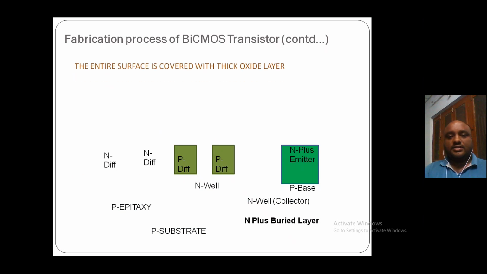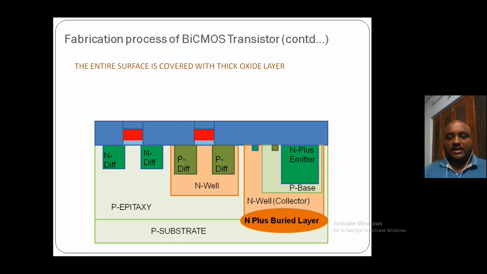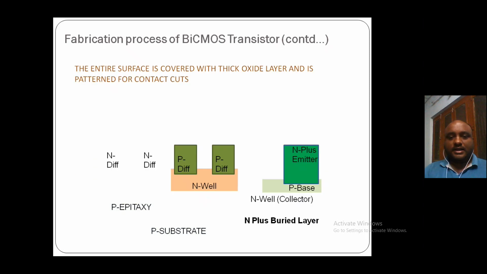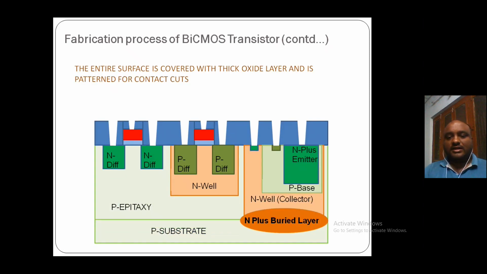The entire surface is now covered with a thick oxide layer. This is for the sake of patterning to open the contacts of only source, drain and gate contacts of both PMOS and NMOS, and emitter, base and collector of the BJT. Then it is patterned to form only the contact cuts where we require the contacts.